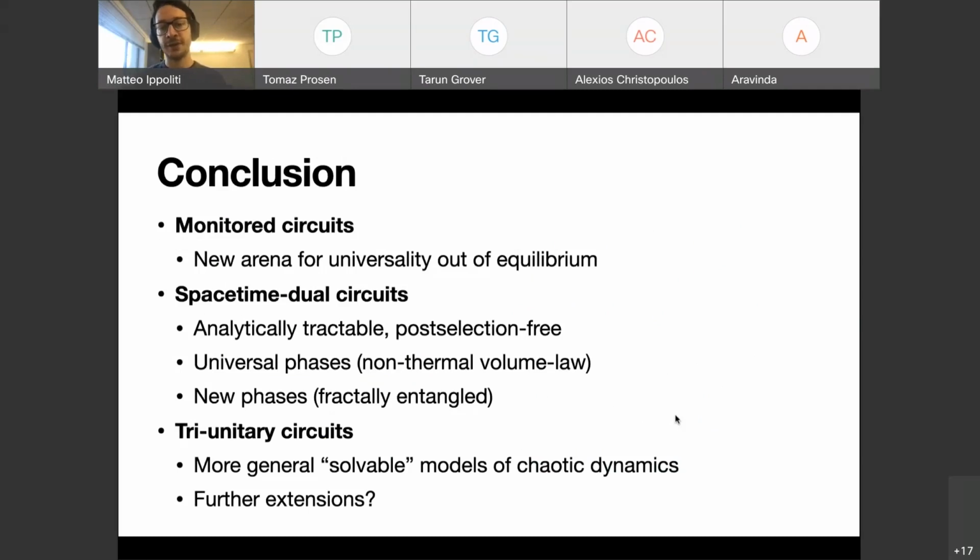And we can do so in a way that's experimentally motivated, that saves us exponentially many runs, and also allows us a degree of analytical control that lets us find universal aspects of these phases. Both phases that we knew, such as the volume law, non-thermal one, but also these new fractally entangled phases. And then with these unitary circuits, I think that there are interesting questions about what else can be done in this vein. What kinds of generalizations are possible beyond this, and what other quantities can be computed. With that, I'll thank you for your attention and be happy to take any questions.